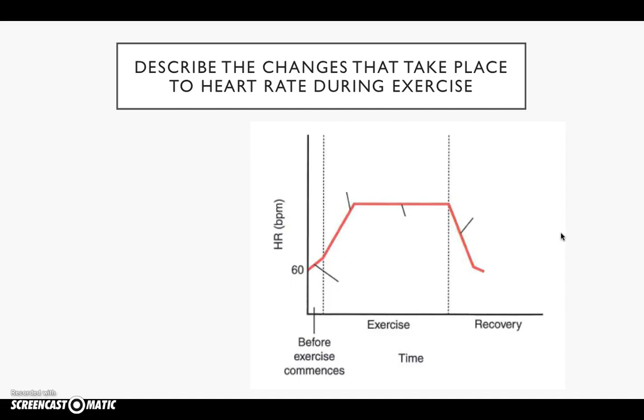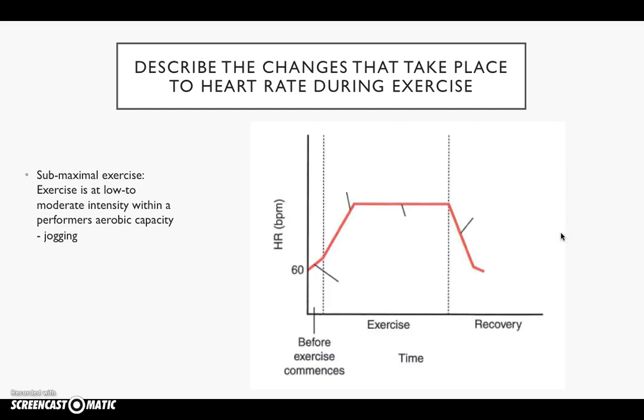First of all, you don't need to write this down. What is submaximal training or submaximal exercise? This is exercise at low to moderate intensity within a performer's aerobic capacity. So for submaximal, just think of jogging. Sub in PE, anatomy, even science, tends to mean below, like a submarine is below the water, below the ocean. Submaximal is below maximal exercise. So we're looking at jogging for submaximal exercise.